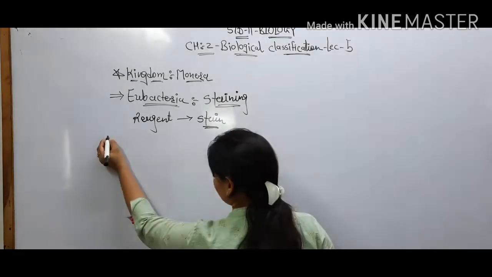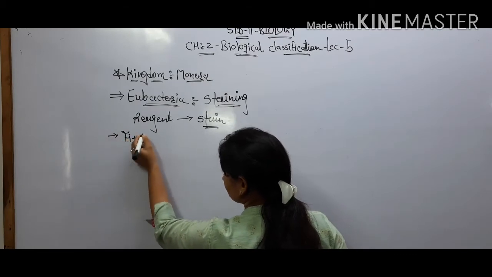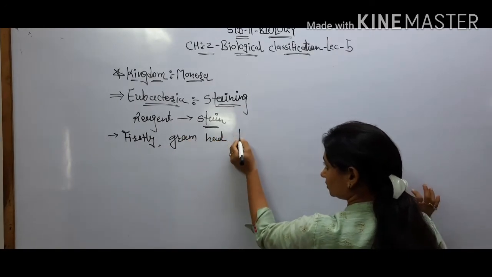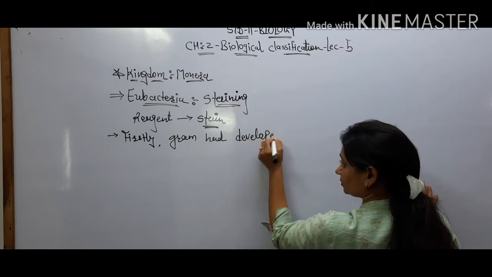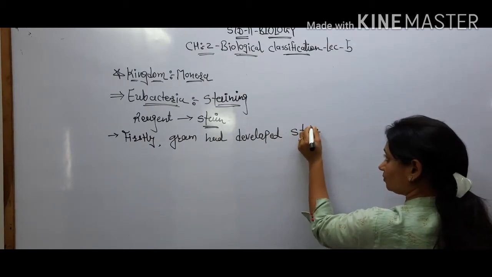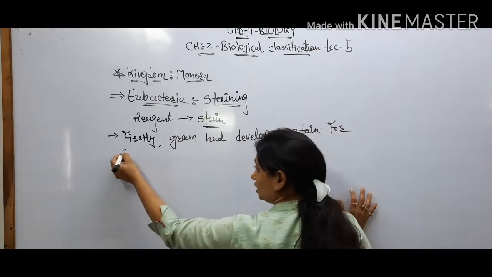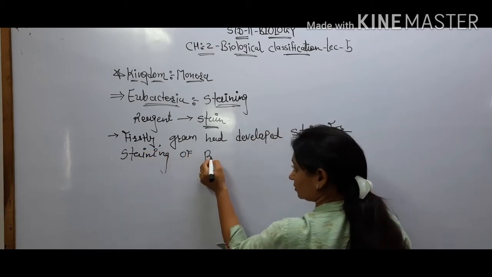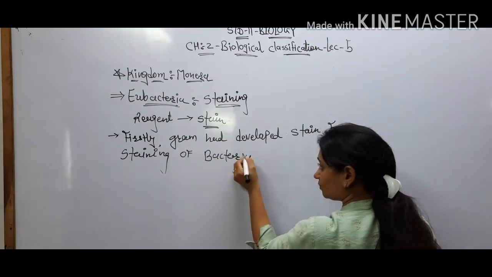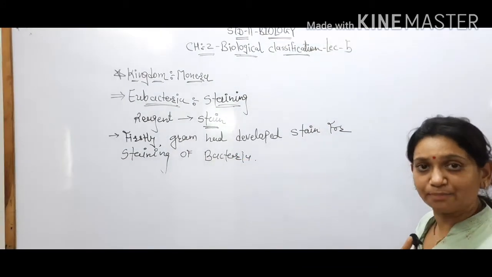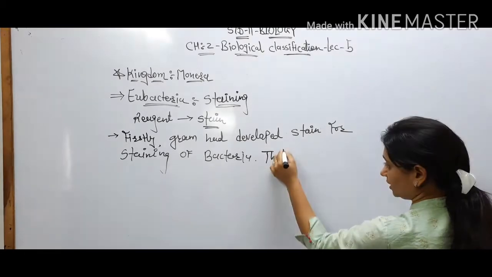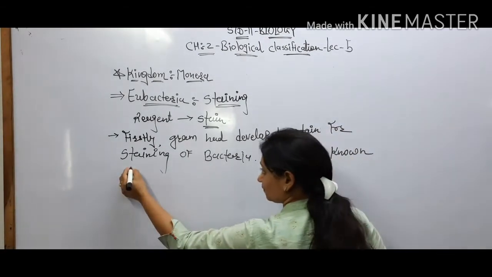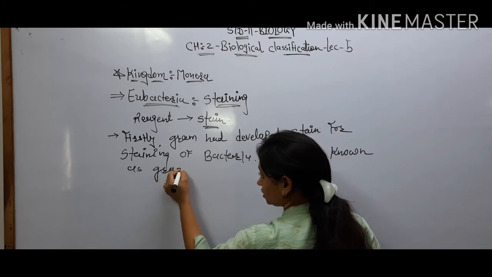Fine. So firstly Gram had developed a stain for staining of bacteria, and that was known as the gram stain.